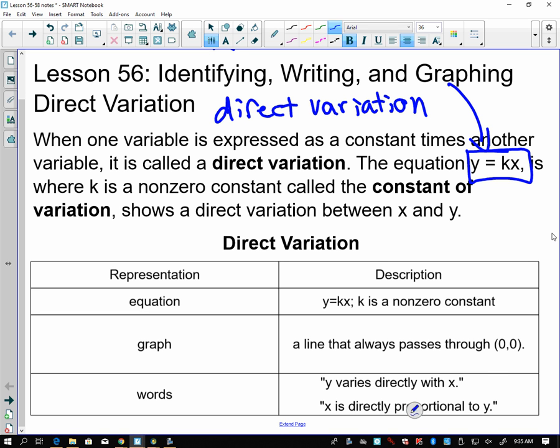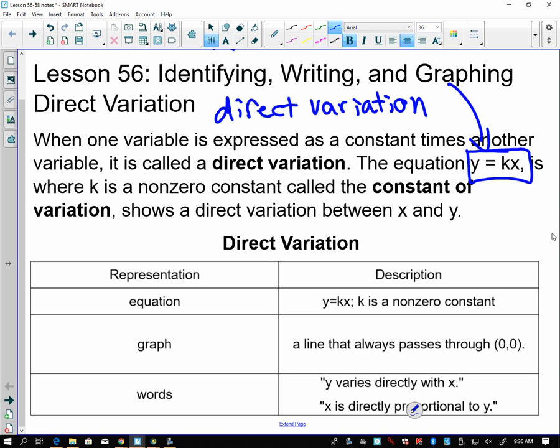And it will be that way for every single direct variation equation. Because, look, it's k times x equals y. If x is ever 0, right? What is every single number times 0? 0. So if x is 0, then y has to be 0, correct? Okay, so do we understand why the graph is always going to start at 0, 0? Yeah?